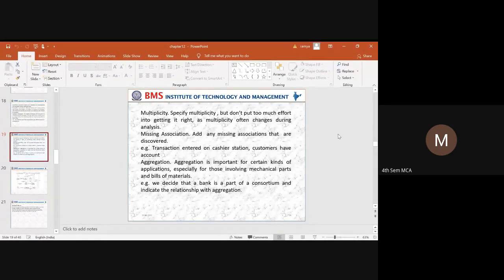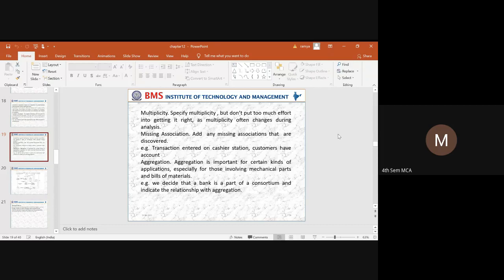Next thing is missing association. Say you have developed a class model. Between any two classes, an association can be missed, and we need to identify it. So how do we identify the missing association? Based on navigation among the classes. When you are traversing among the classes, you can identify the missing association.